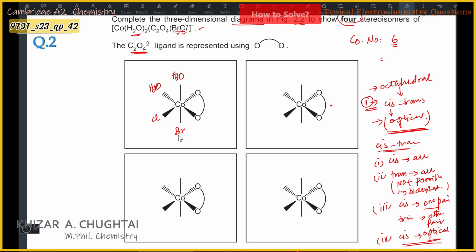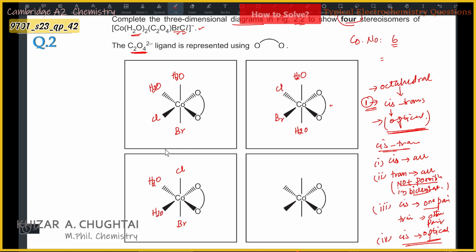Now I'm going to make the trans isomer with respect to the other ligands. So in this case, I can make H2O over here and H2O over here. I cannot make trans with respect to all because there is a bidentate ligand, as I told you. In case of bidentate ligands, it's not possible. So let's suppose Cl over here and Br over here. This is cis with respect to water and with respect to halogen. This is trans with respect to water, but yet cis with respect to halogen. Now I am going to make trans with respect to halogen and cis with respect to water.